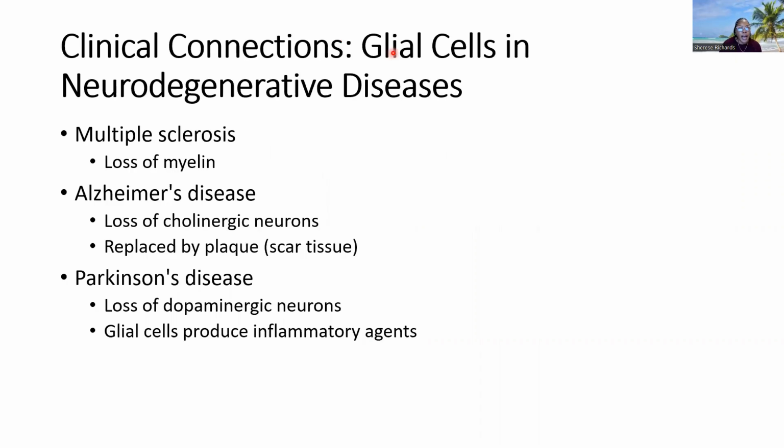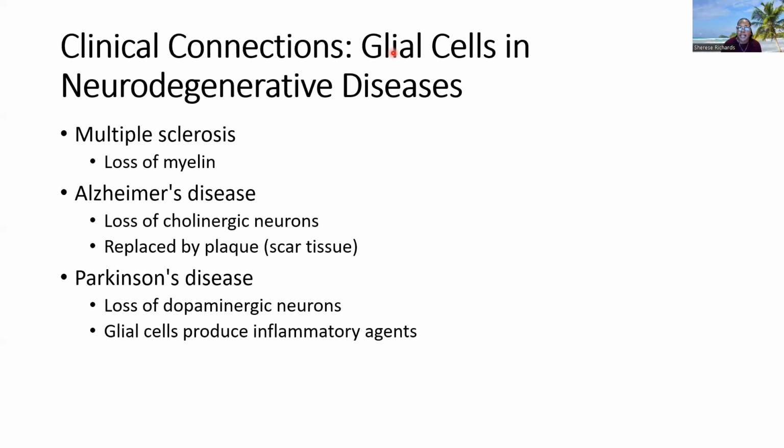All right. Now, there are a few clinical connections that we can make here as far as glial cells and some of the neurodegenerative diseases. For example, multiple sclerosis. So multiple sclerosis, or MS, is a demyelinating neurodegenerative disease. And so this is a disease where there's gradually a loss of myelin throughout the nervous system. And as you would imagine, that loss of myelin slows down the synaptic communication, slows down the signaling between neurons.